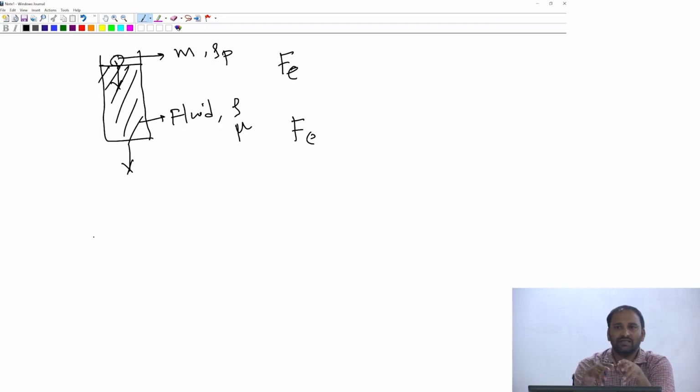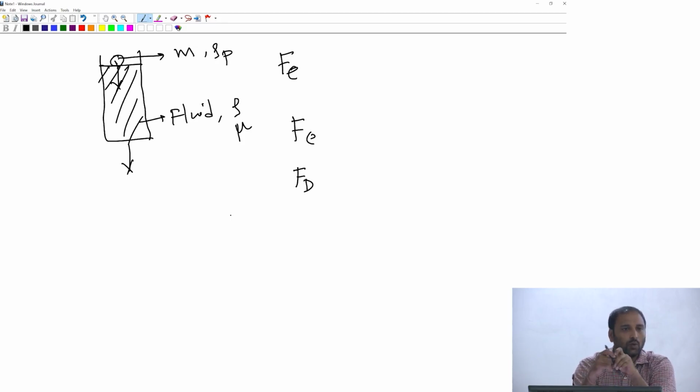Now we have discussed in the class that whenever there is an external force which sets the particle into motion, there's always going to be a drag force, right? Whenever there's a relative motion between the particle and the fluid, a drag force comes into the picture. Therefore, there's also going to be a drag force acting on the particle.